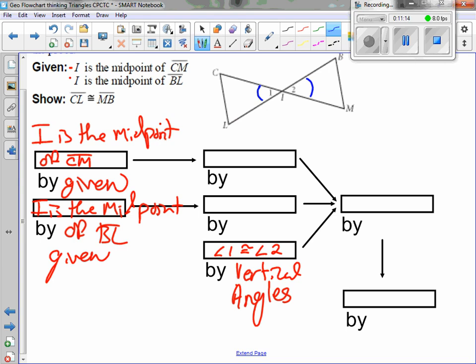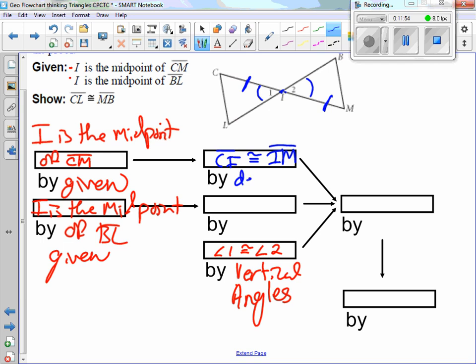Now we have those other two given pieces of information, yes? If I is the midpoint, it means it's in the what? Middle, yes? If it's the midpoint, it's the middle. So since it's in the middle, it's telling me what? So CM, that CI and MI are going to be what? Congruent, because a midpoint cuts a segment into two congruent segments, two congruent parts. So because of midpoint, I can say that CI is congruent to IM.